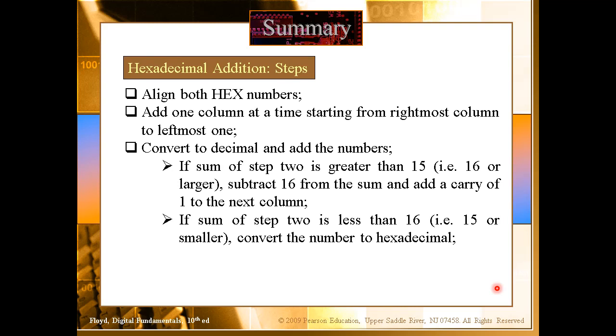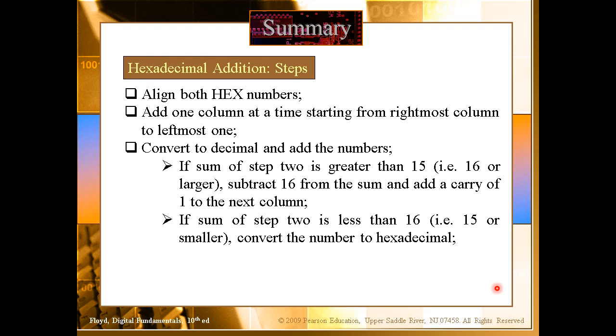And then we convert, if any of the digits is a letter like A, B, C, D, E, F, we convert those into numbers, because we know that A means 10, B means 11, C means 12. So we just do that and then we try to add it. So we start from the very rightmost column. I'll show you some examples, of course.